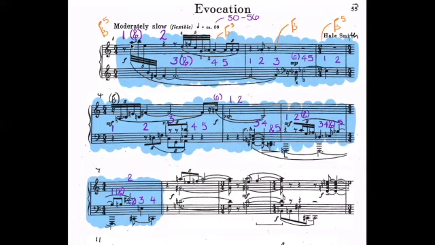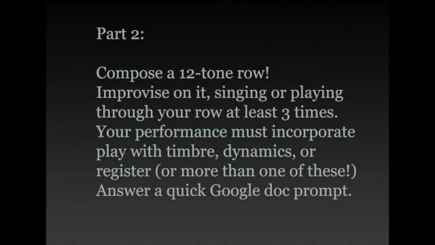Now, the reason I'm telling you this and comparing this row to the row for Miles's mode is that for the second part of your assignment, we are asking you to compose your own tone row, your own 12-tone row. And we're going to ask you to do 2 things. One is there's going to be a Google Doc attached to your assignment, and we just want to know what your thought process was in composing your row.